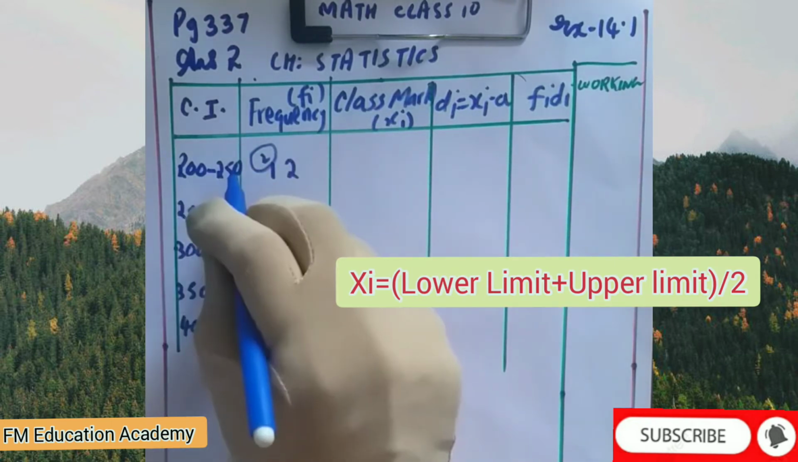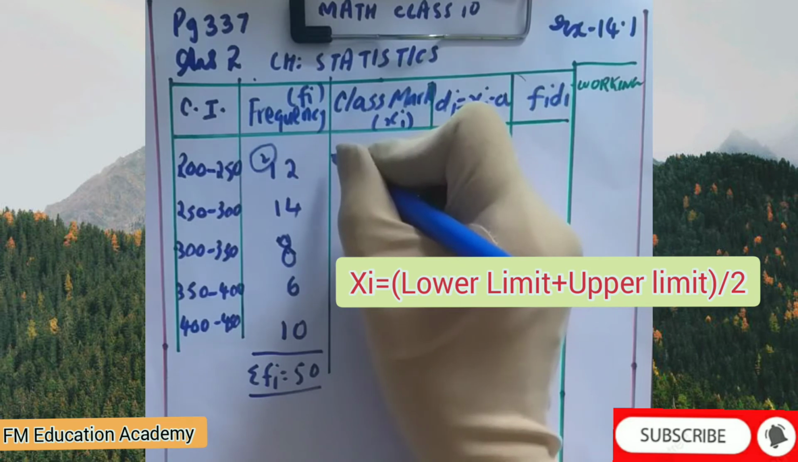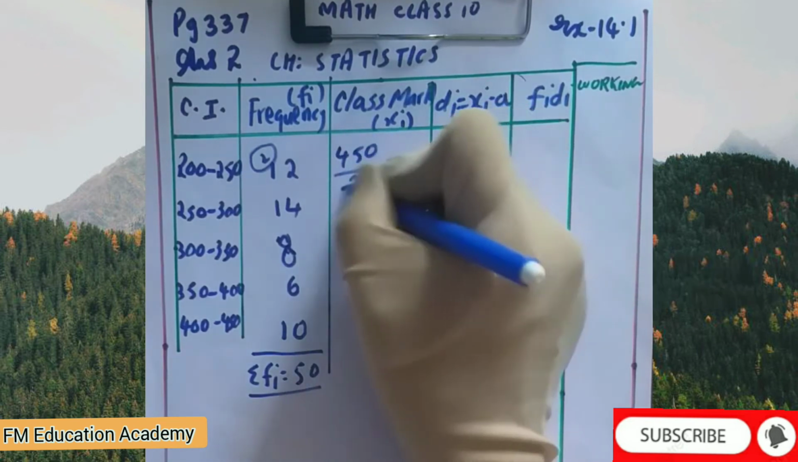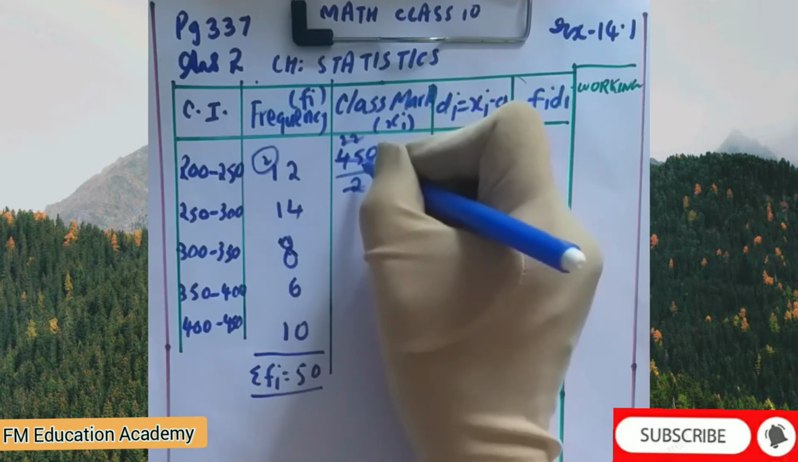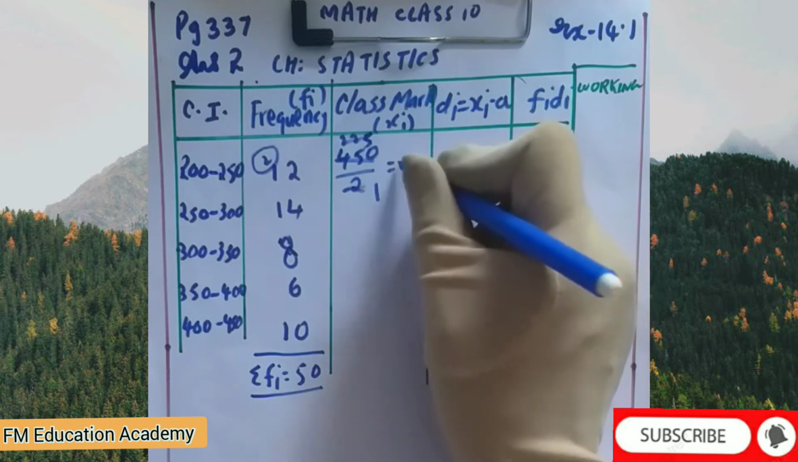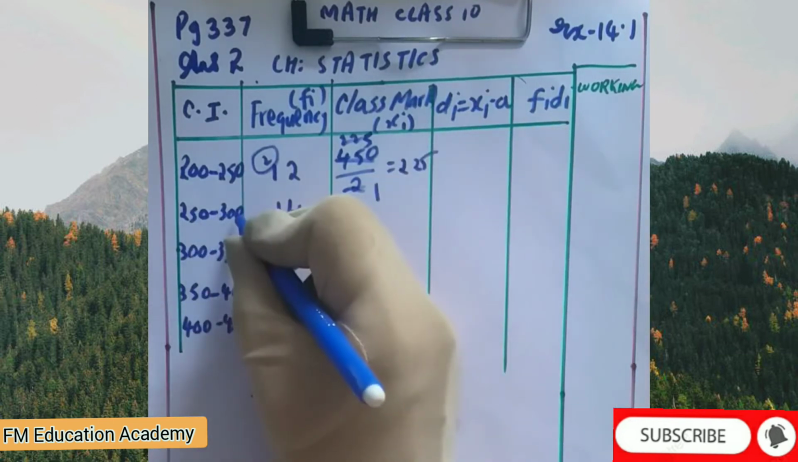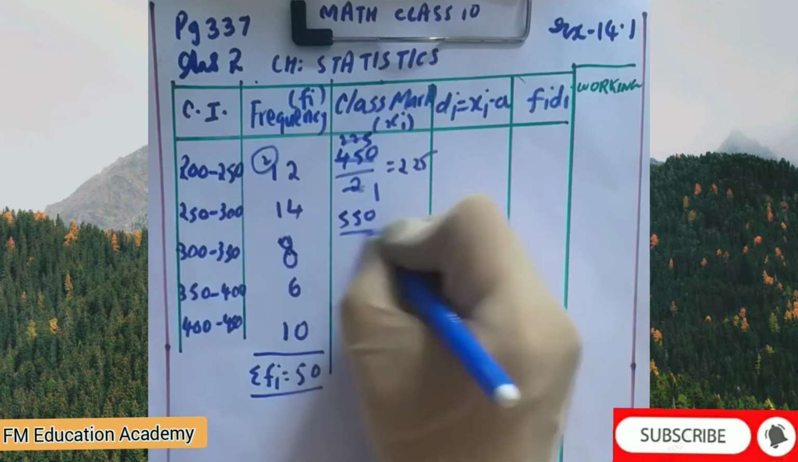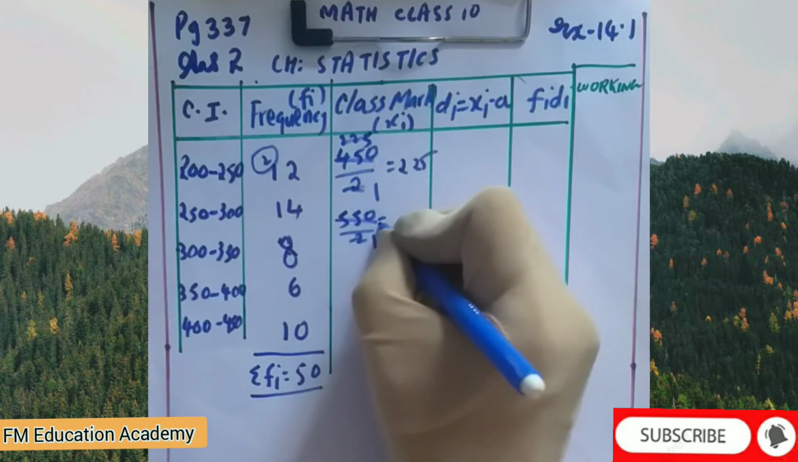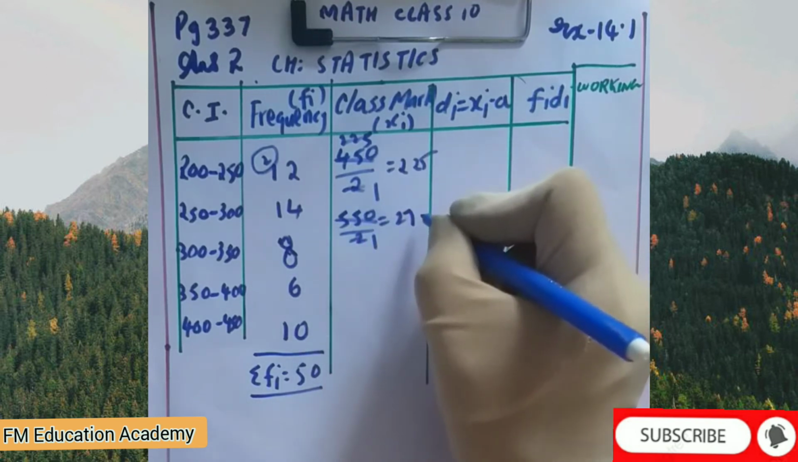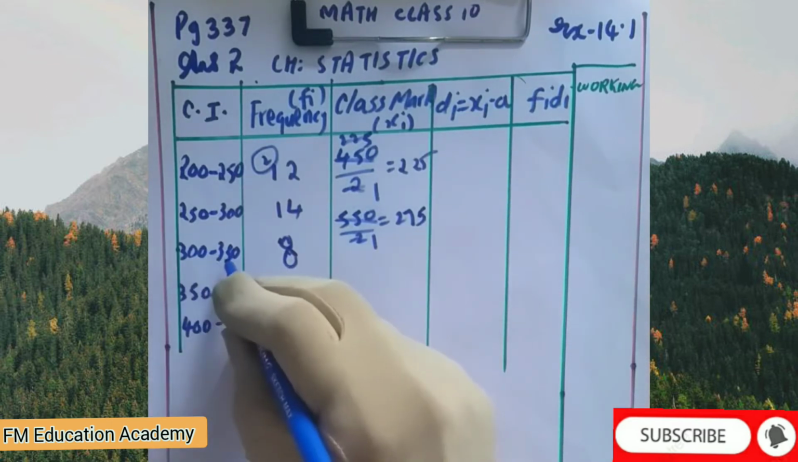Lower limit is 200, upper limit is 250 in the first case. So 200 plus 250 means 450. So 450 by 2 is 225. Next, 250 plus 300 is 550, 550 by 2 is 275. Next we have 300 plus 350 by 2.